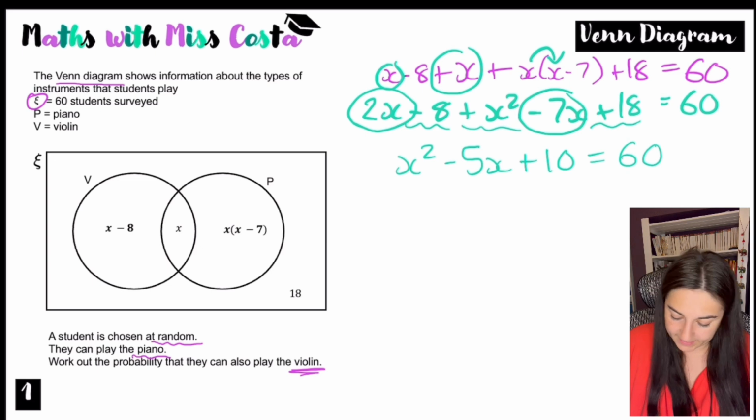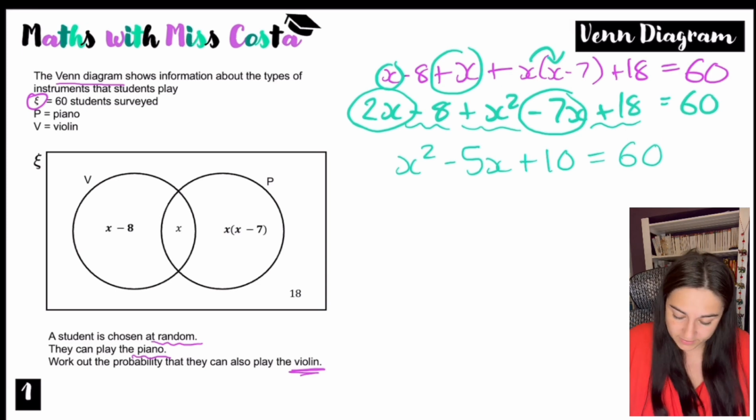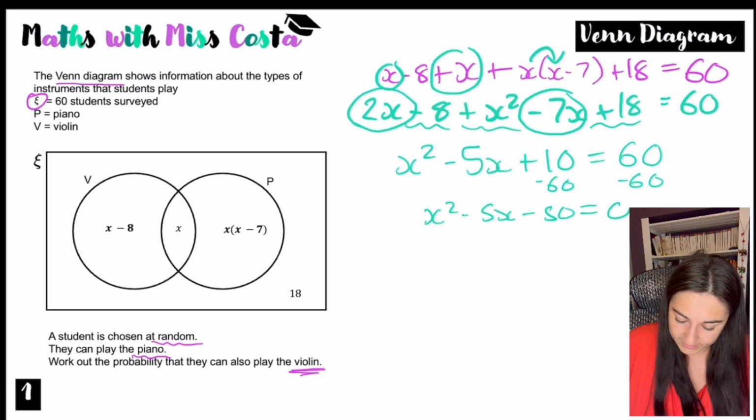And that must equal 60. Okay, so you've got your quadratic. Now, whenever you have a quadratic, you should know by now, hopefully, that you need to solve it. So make it equal to 0 and then factorize. So let's take 60 from both sides. You've got x squared, take 5x, take 50 equals 0.